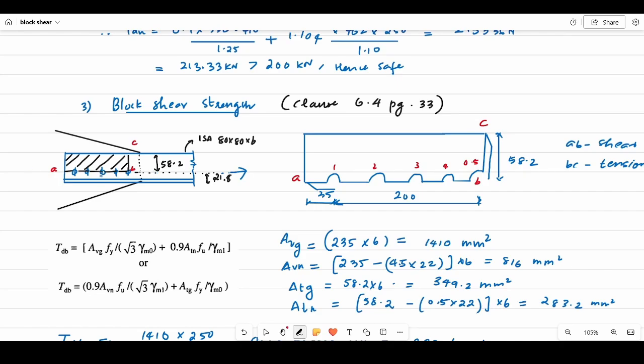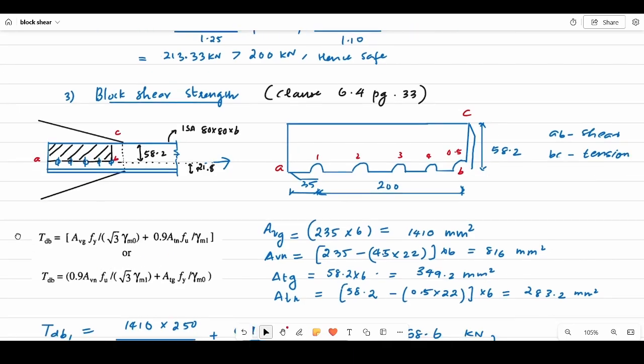Now either this area can yield, so once the gross area yields, the net area will be rupturing. So that's why we will be considering two equations for block shear, in which one will be weak in shear, the other will be weak in tension. The two combinations of this equation are given, which I mentioned on page 33 under the design strength due to block shear, 6.4. Now we will be calculating each area.